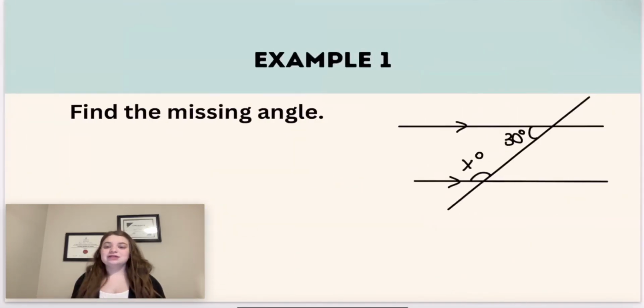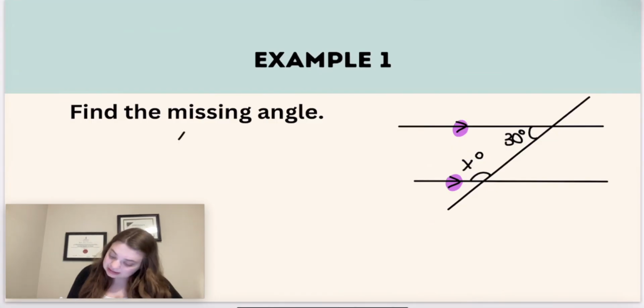So here they ask us to find the missing angle. Well, I noticed that we do have two parallel lines, as evidenced by these symbols here, and a transversal. And I also noticed that both of these are on the same side of our transversal. This one's to the left of the transversal. X is also to the left of the transversal. So that means they must be supplementary. So the two together must sum to 180.